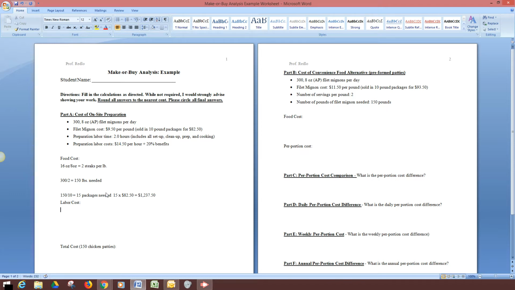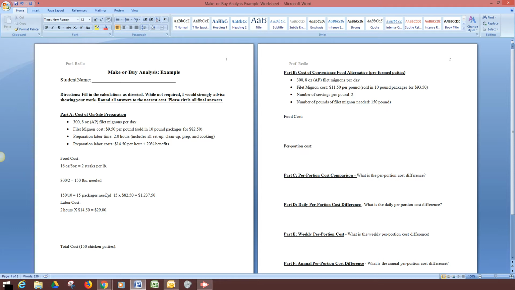That gives me a food cost of $1,237.50. So now we have to consider the labor cost, because we're going to do on-site production, so there's going to be labor involved. So the prep time is 2 hours, including all of our setup, cleanup, prep, and cooking. So we would take our 2 hours and multiply that by $14.50 per hour, because that's what we pay our employees per hour. So that shows that we have $29. Most people would stop here. This is where the common mistake is, but we are not done.